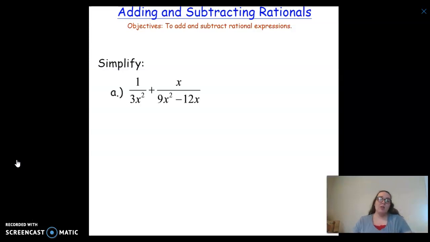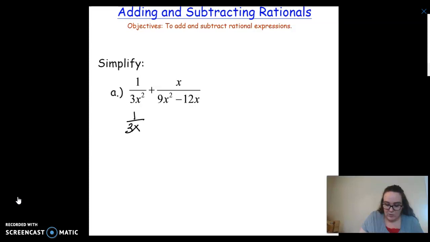Okay, and there is that first one, 1 divided by 3x squared plus x divided by 9x squared minus 12x. Alright, to be able to add, we have to have a common denominator. Now sometimes to be able to find that common denominator, you're going to have to factor one or both of the existing denominators. So, that first fraction, not much I can factor there, so I'm going to leave it as 1 over 3x squared. Okay. Second fraction, I have x divided by, now 9x squared minus 12x.